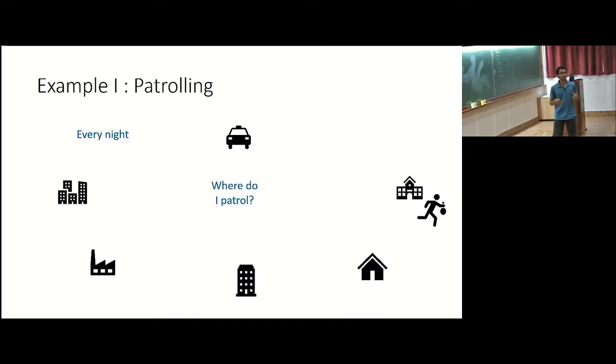And maybe the robber is adversarial and he's calculating. So we cannot expect that he acts in a way that we think is natural or stochastic or anything. So the question that as a group of policemen we need to answer is, which of these 5 places do we need to go patrolling, right?